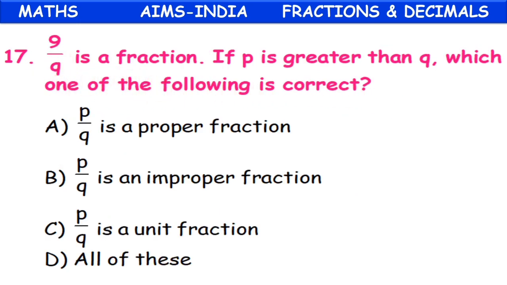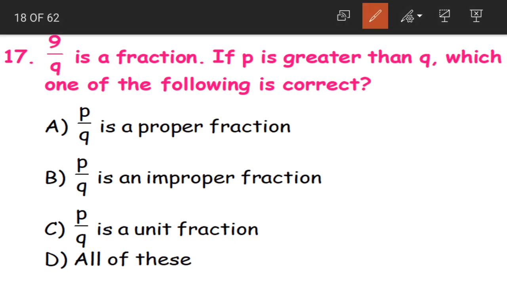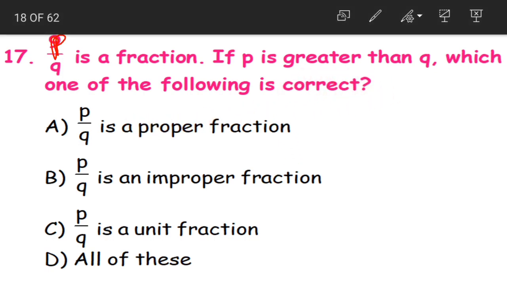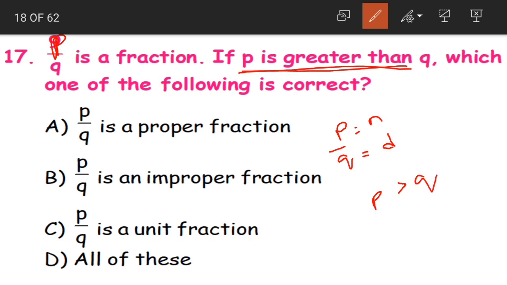P by Q is a fraction. If P is greater than Q, then which one of the following is correct? What are they saying? P by Q is the fraction. So P is our numerator and Q is our denominator. P is greater than Q. That means the numerator is greater than our denominator.